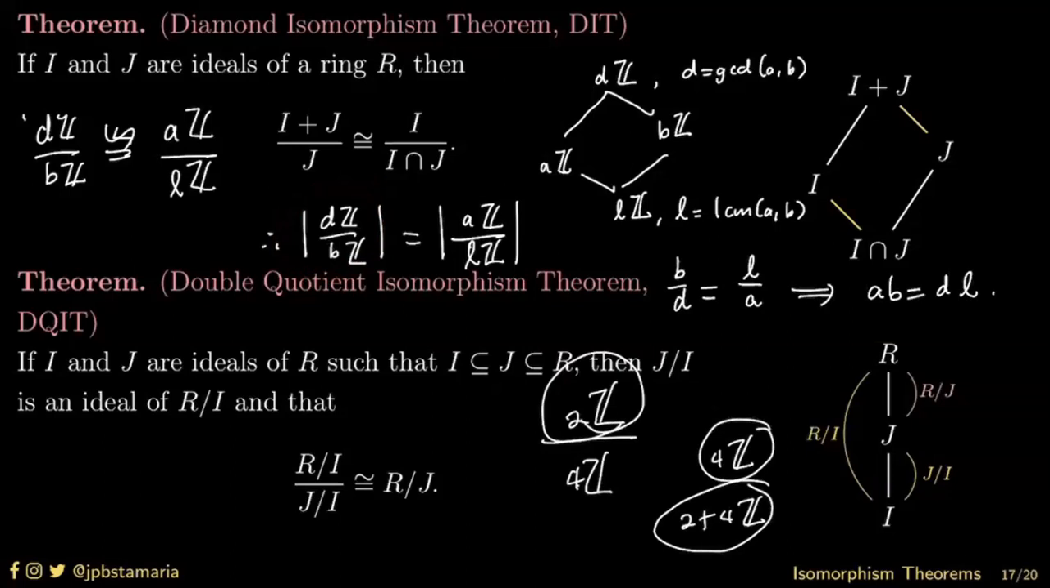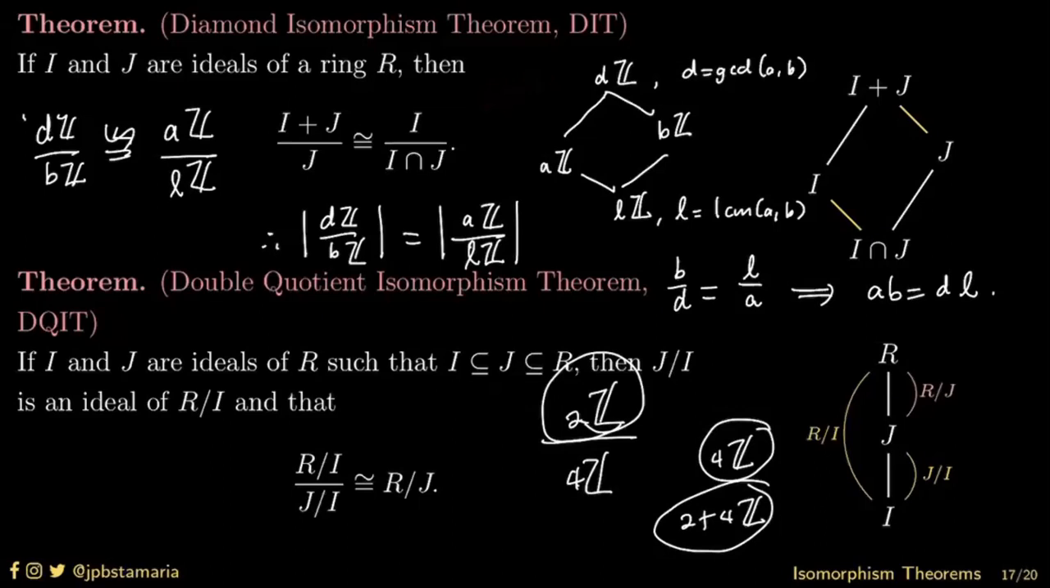So ano sinasabi nito sa number theory? Ang implication nitong isomorphism theorem na to sa number theory is that ang product ng GCD tsaka LCM ng dalawang integers ay parehas dun sa product ng dalawang integers. Theorem yun sa number theory, but it is an easy corollary of this diamond isomorphism theorem.